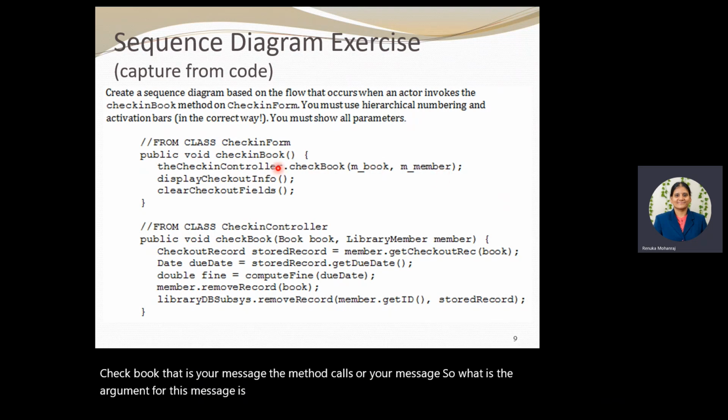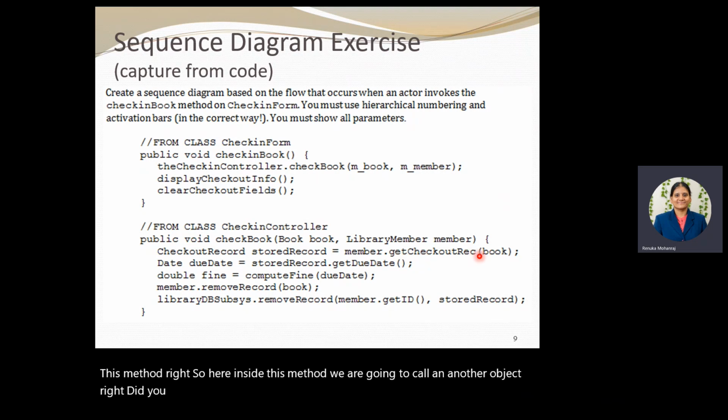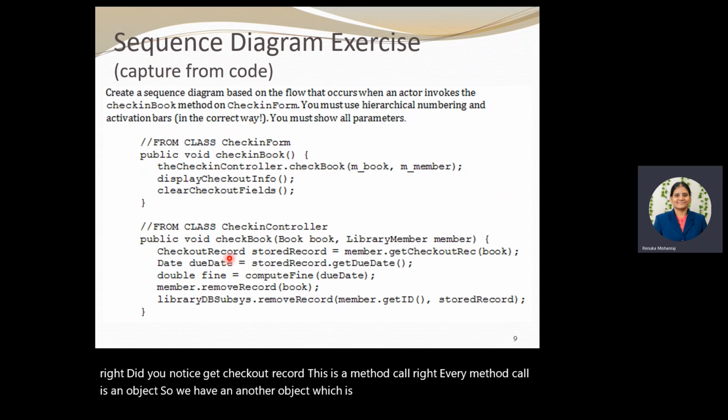So what happens when you call this method? Your control will automatically come to this method, right? Inside this method, we are going to call another object, right? Did you notice get checkout record? This is a method call, right? Every method call goes to an object. So we have another object, which is the checkout record. Then from that checkout record, we are going to call get due date. Then we are going to compute fine.